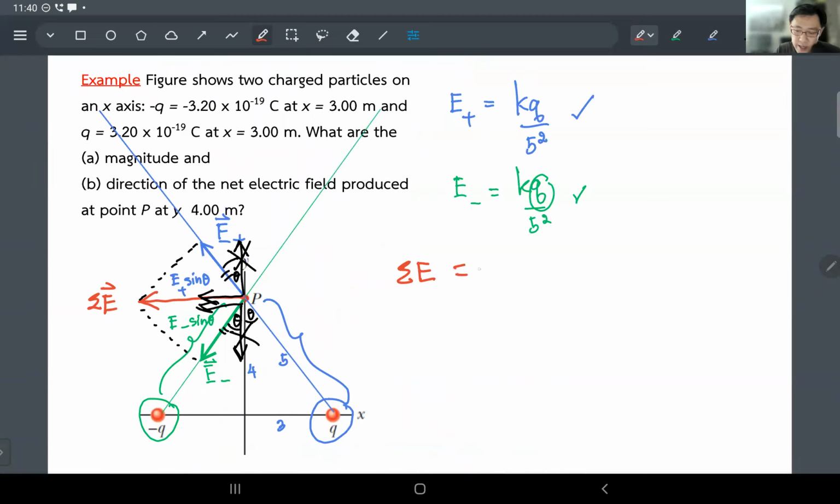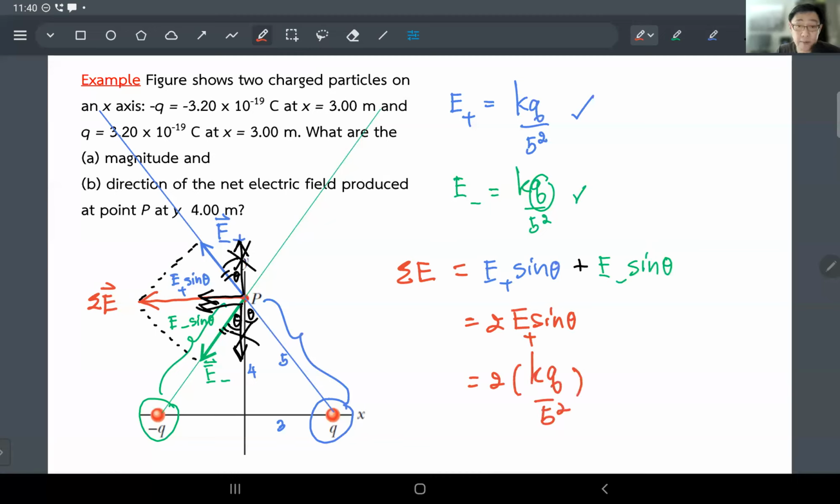Magnitude is going to be E plus sine theta and E minus sine theta. I just write this one for clarity, but at the end it's going to be twice the E sine theta. Plus or minus doesn't matter because they have the same magnitude. And it's going to be 2 kq over 5 squared.